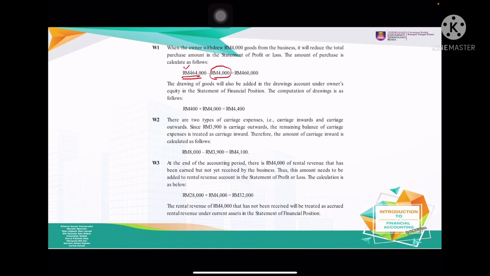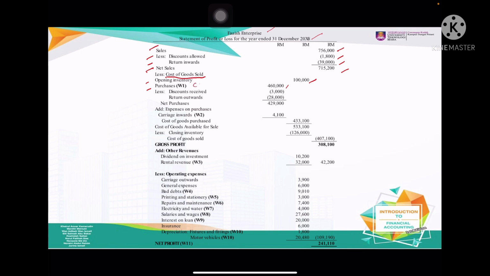Where does the 4,000 come from? Because the owner took goods for themselves. So the 4,000 here we have to take out. It's not for the company, it's for personal use. So the 4,000 we take out, and then we add to our drawing account, right? So our drawing will add 4,000, okay? And then our purchases will be less 4,000. So this is our new purchase. Our net purchase is 460,000. So 460,000 is actually 464 minus 4,000.